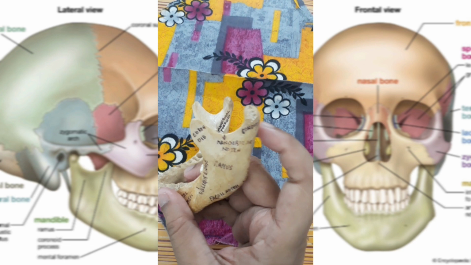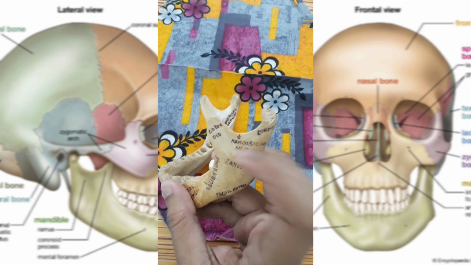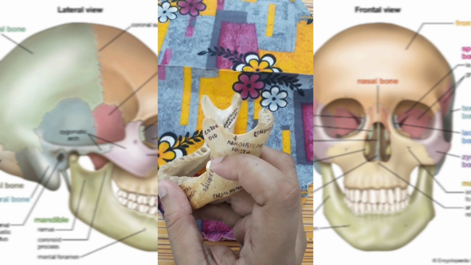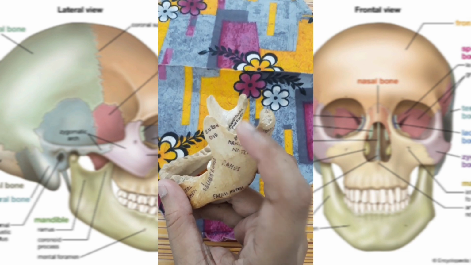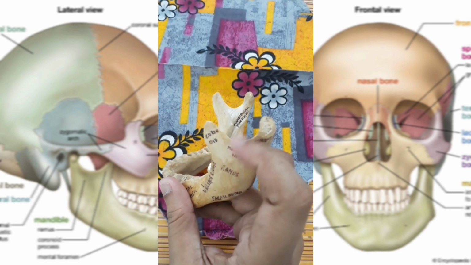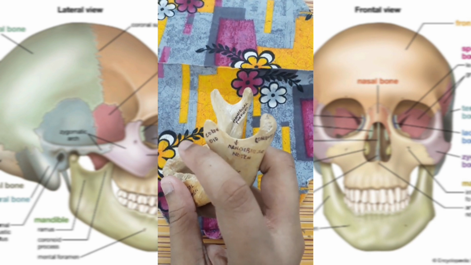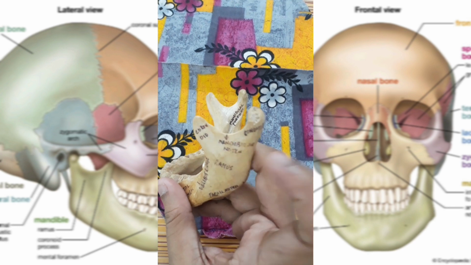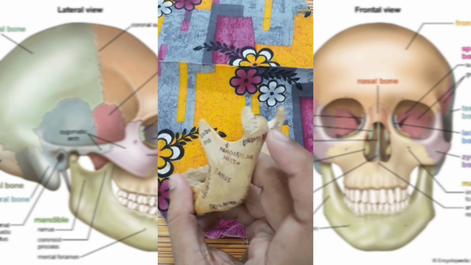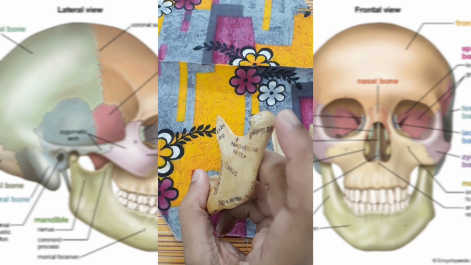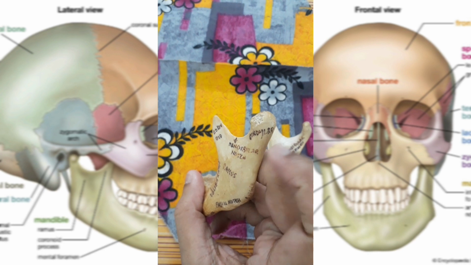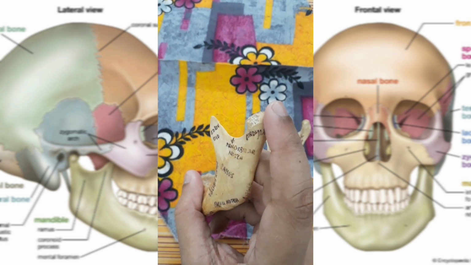So let's view in the diagram what is the mental protuberance. So this is the mental foramen, you can appreciate in the diagram. Here is a triangular portion which is the mental protuberance, and there is a mental foramen which you can appreciate in the diagram, and there is the symphysis menti or the line of the ridge.